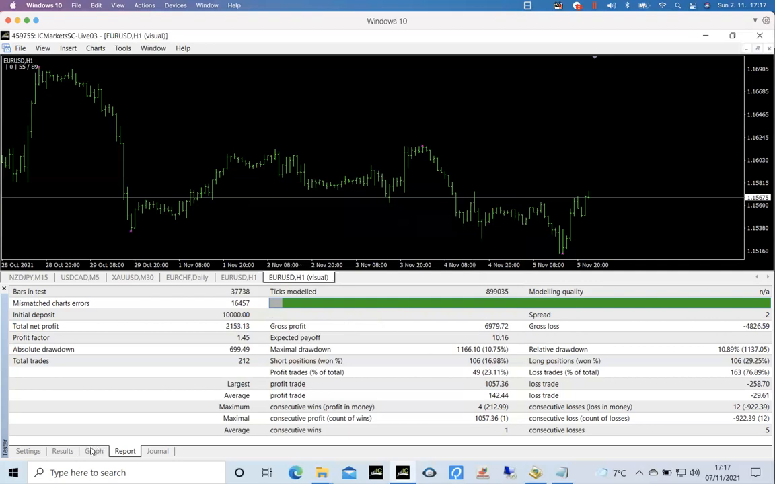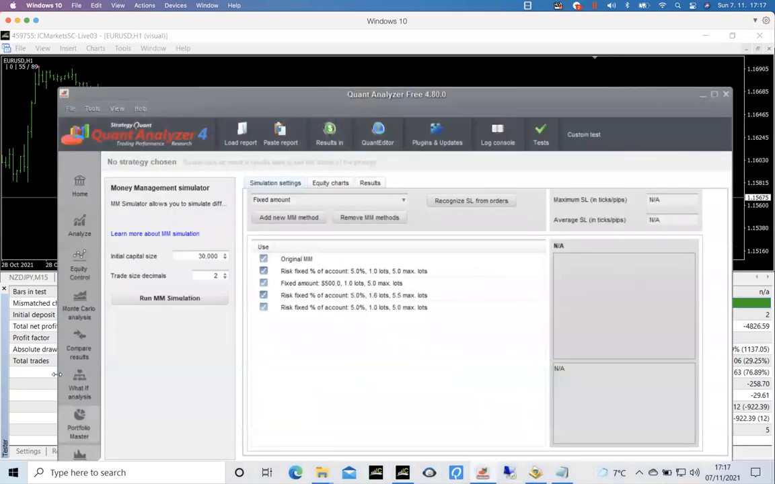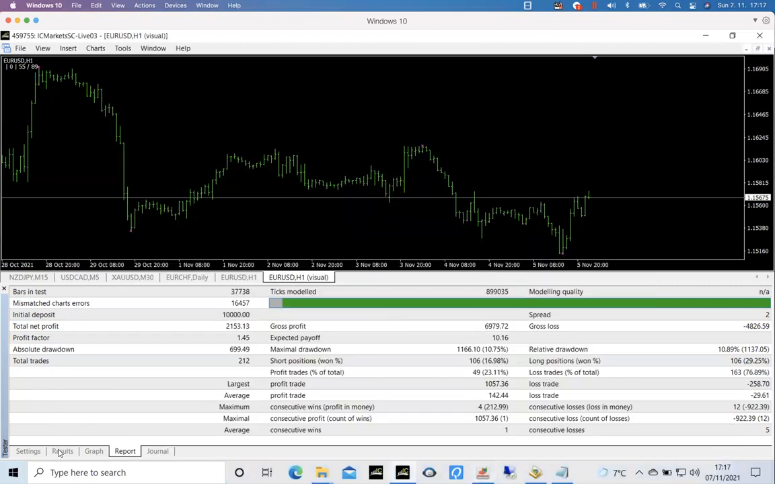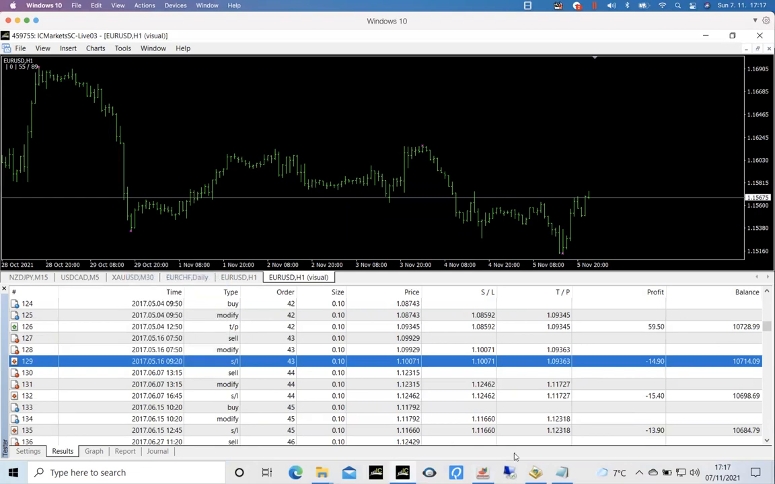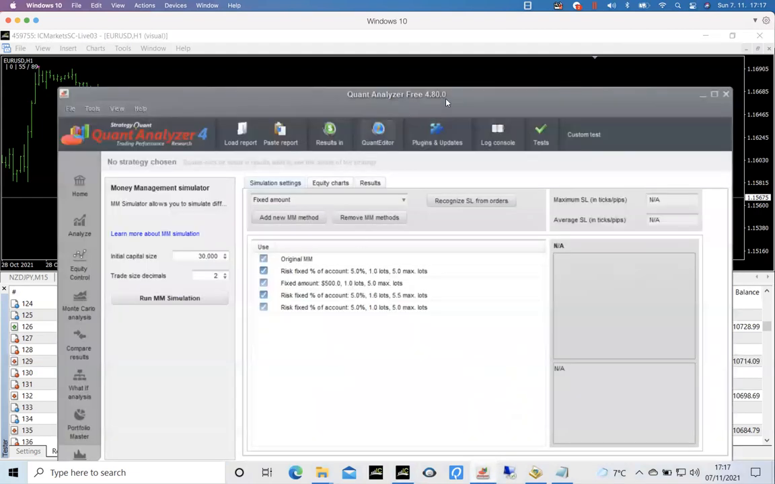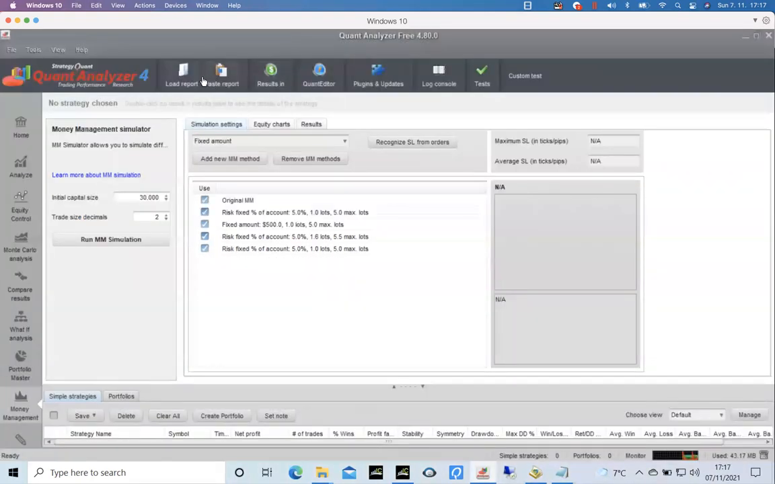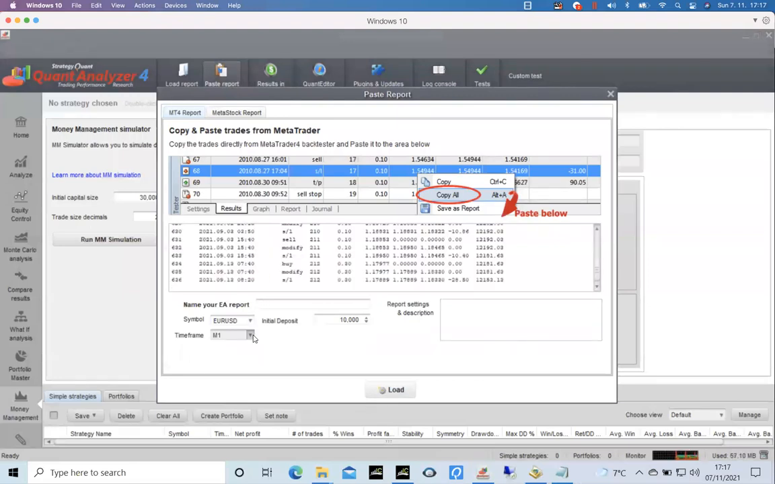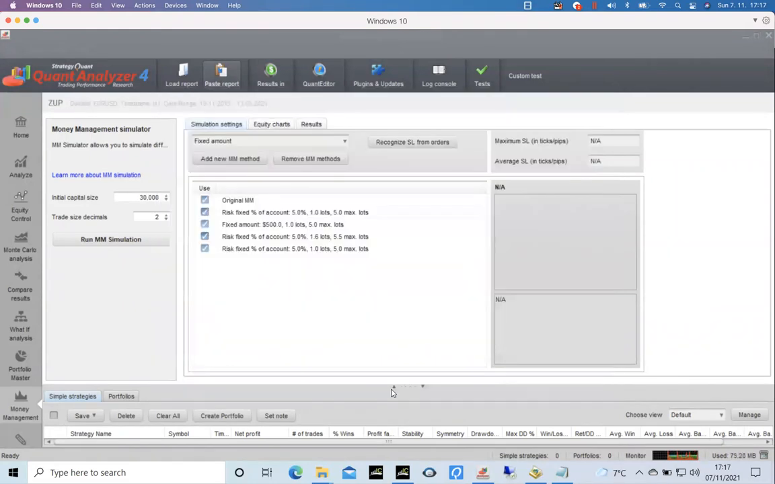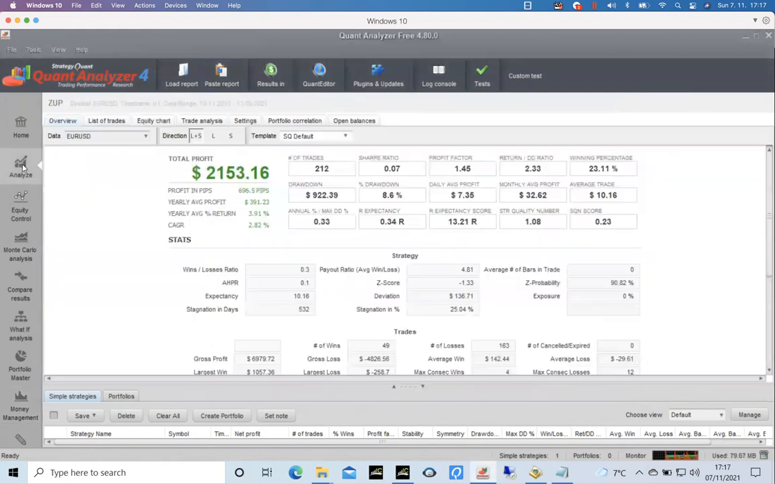So let's take this information we have here, copy, and then we go to this system. Let's just paste the report. It was 1 hour. Zoom, load. So here, this system has something interesting.